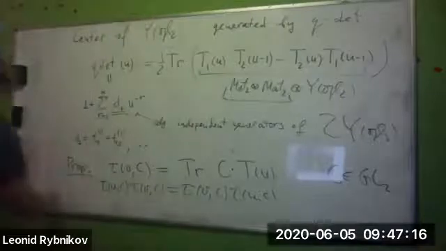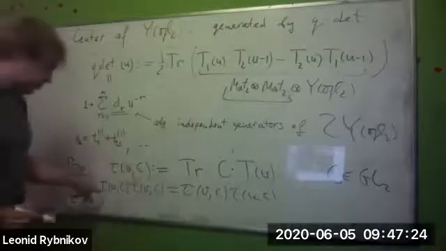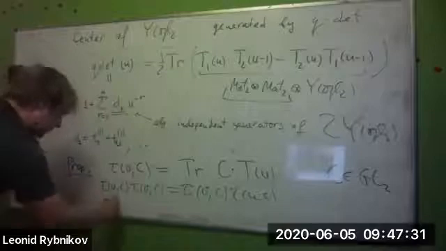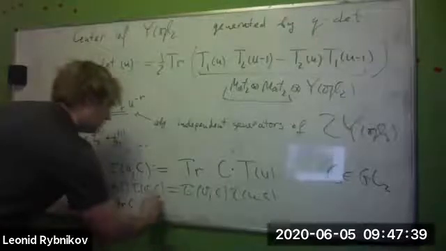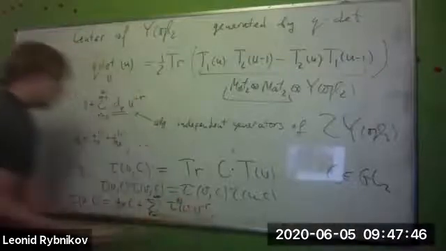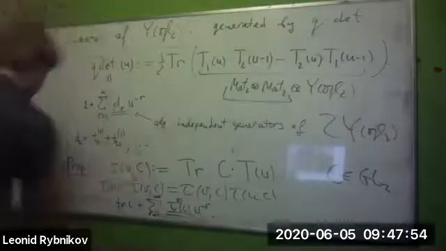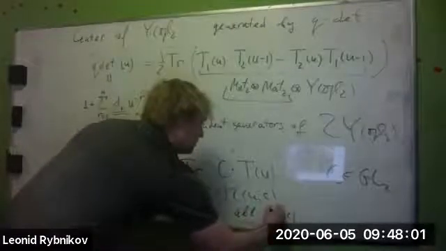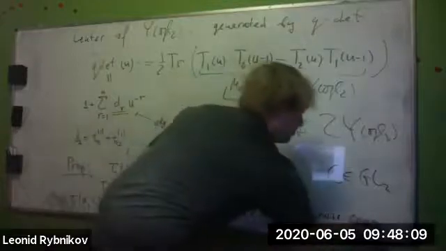This means that if I write the Fourier coefficients of this series, tau(u, C) is the trace of C plus the sum from 1 to infinity of tau_r(C) times u to the power minus r, all these Fourier coefficients pairwise commute. So equivalently we have this property: all tau_r(C) pairwise commute.